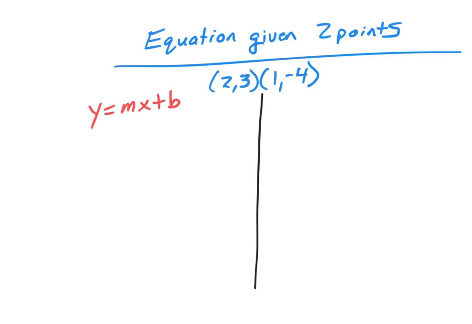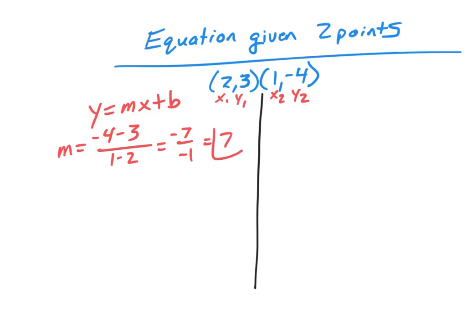Yep, just the good old slope formula, right? This would be x1, y1, x2, y2. Those two can be flip-flopped if you want to, but that's what we talked about yesterday, is finding the slope of this line. So we're going to go -4 minus 3 over 1 minus 2. That's our slope. Slope is 7.